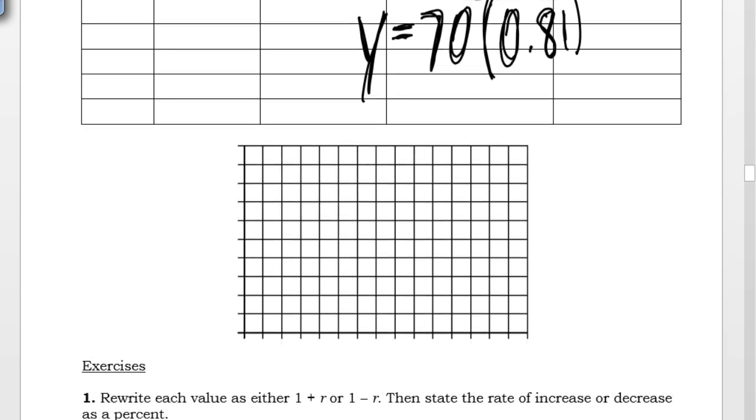Okay. There aren't really any other notes other than that, so good luck on the exercises, and let me know if you have any questions.